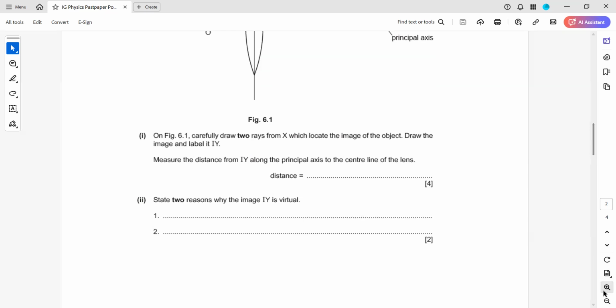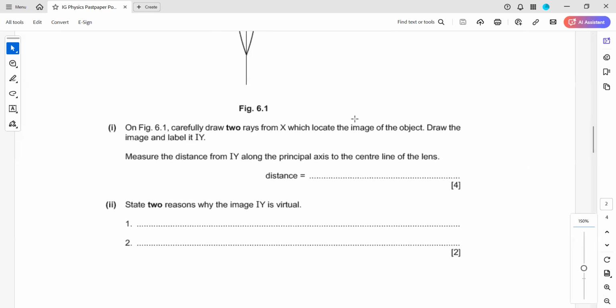State two reasons why the image is virtual. Some students wrote the image is virtual because it is not real. That does not make sense. Like if I ask why it is daytime, you will say it's day because it's not night. That is not the reason. So what points should you always mention whenever it's a virtual image? First, rays will not meet after refraction.